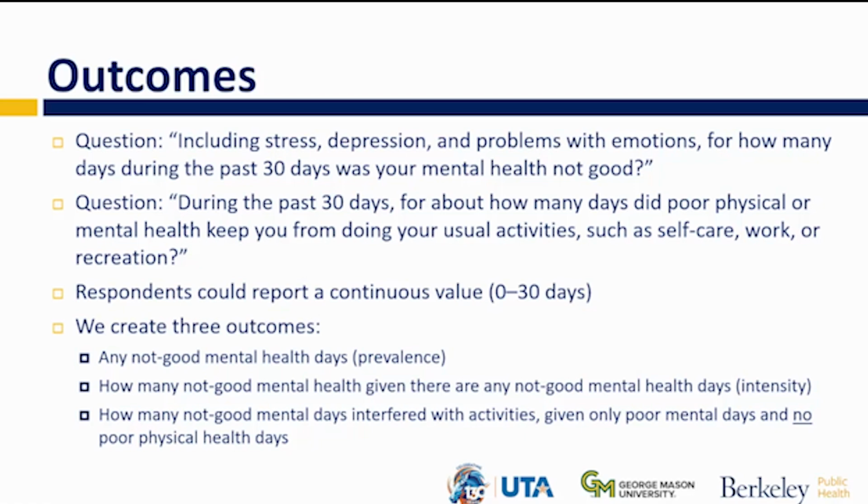And the next question was, during the past 30 days, about how many days did poor physical or mental health keep you from doing your usual activities? So taking care of yourself and things like that. So that's kind of an indirect way of getting at intensity. It's a continuous scale, 0 to 30 days. So we had three outcomes. Did you have any not good mental health days? So we want to see just absolutely, was there any change at all? And then how many not good mental health days were there, given that there were any? And we would exclude from this people who had any kind of issue with their physical health, at least as they saw it, so we're trying to get a clean understanding of the mental health part of it.